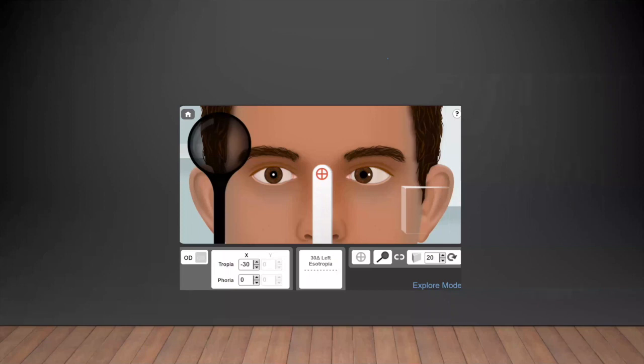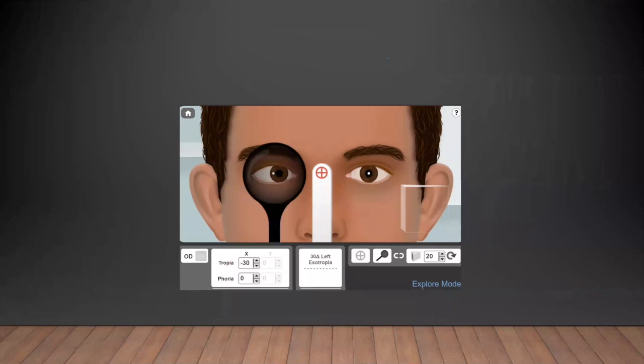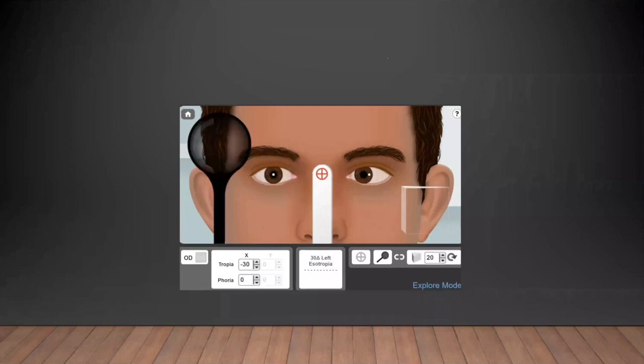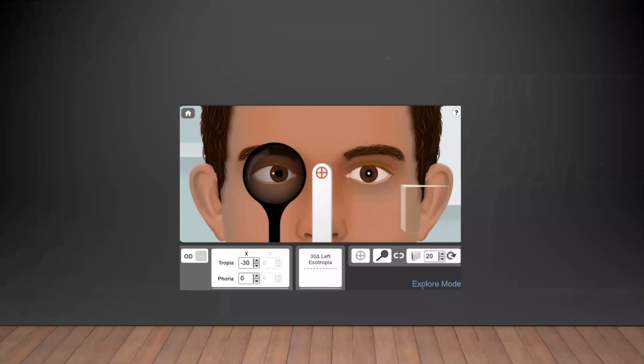esotropia. Now, which eye would you want to cover for starting a cover test? Okay. So your apparently fixing eye is your right eye. So you will start with covering of the right eye. What do you see when you cover the right eye? What happens to the opposite eye is what you're going to look at.